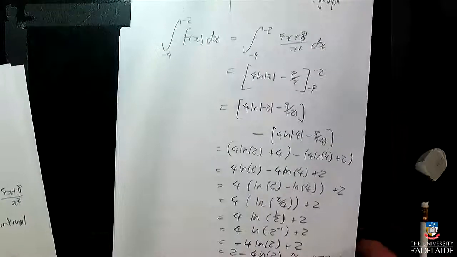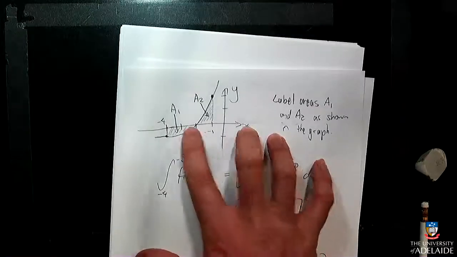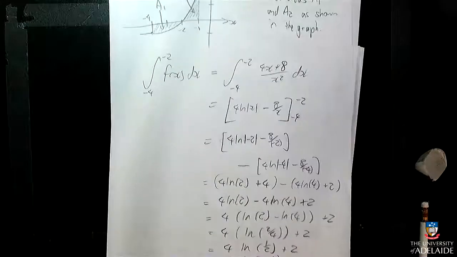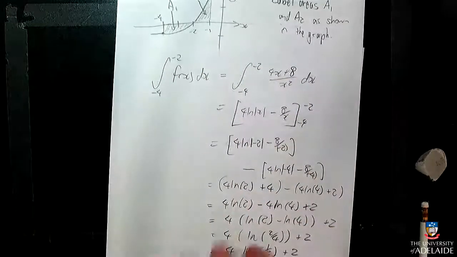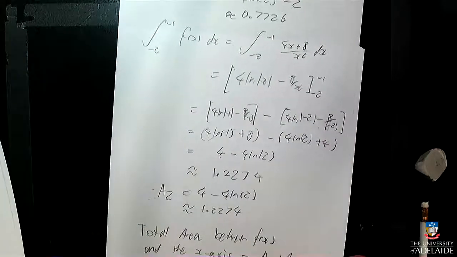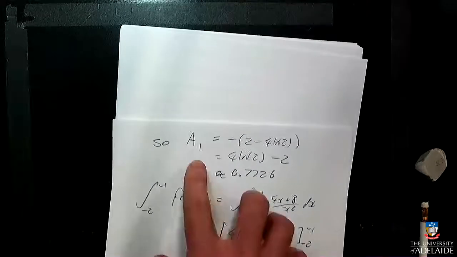And I've drawn a diagram. And I've told the reader the important piece of information about the diagram. I've told them what these letters A1 and A2 are. And then I've calculated the integral. And it's all just equals. That's great. And then I've told them what A1 is.